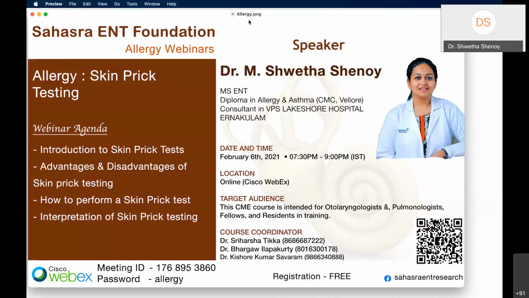Cost wise, we charge around 2,500 for the skin prick testing. How many allergens do you test for that? We have around 20 inhalant allergens and 15 food allergens. Doing more than this is pretty futile. There is no end to testing what a person can be allergic to. So there are clear panels which we use to test.